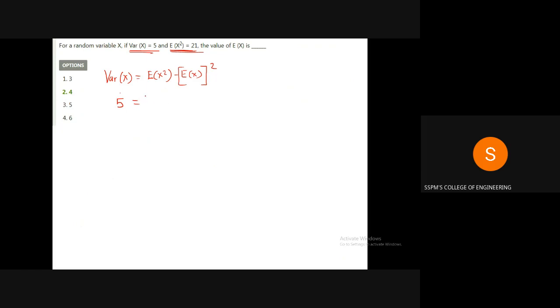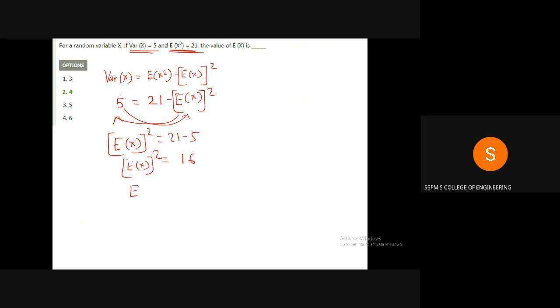So 5 is equal to variance of x. Now E of x square, which is also given, is 21, minus E of x whole square. If we take this here and take the 5 over here, we have E of x whole square equal to 21 minus 5, which is equal to 16. Therefore E of x whole square is equal to 16. If you take the square root, we have E of x equal to 4.